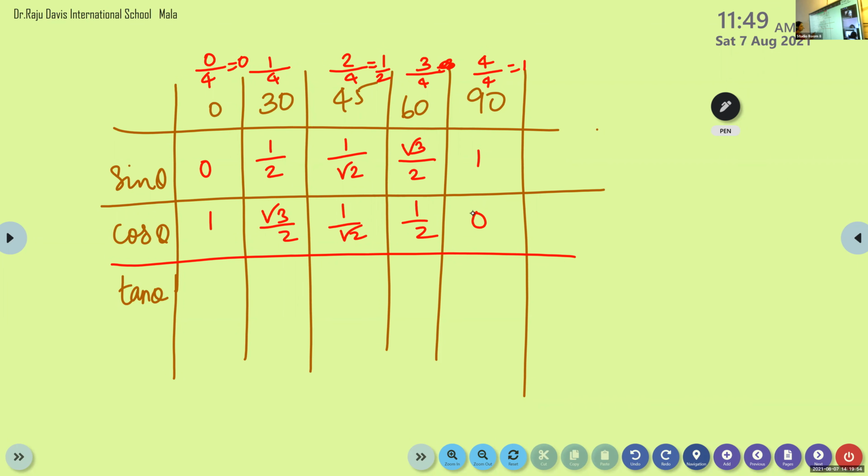So it will be tan, sine by cos. Tan is sine by cos. So here it is in the reverse order. So we will get 0, 1 by root 3, 1, root 3, not defined.